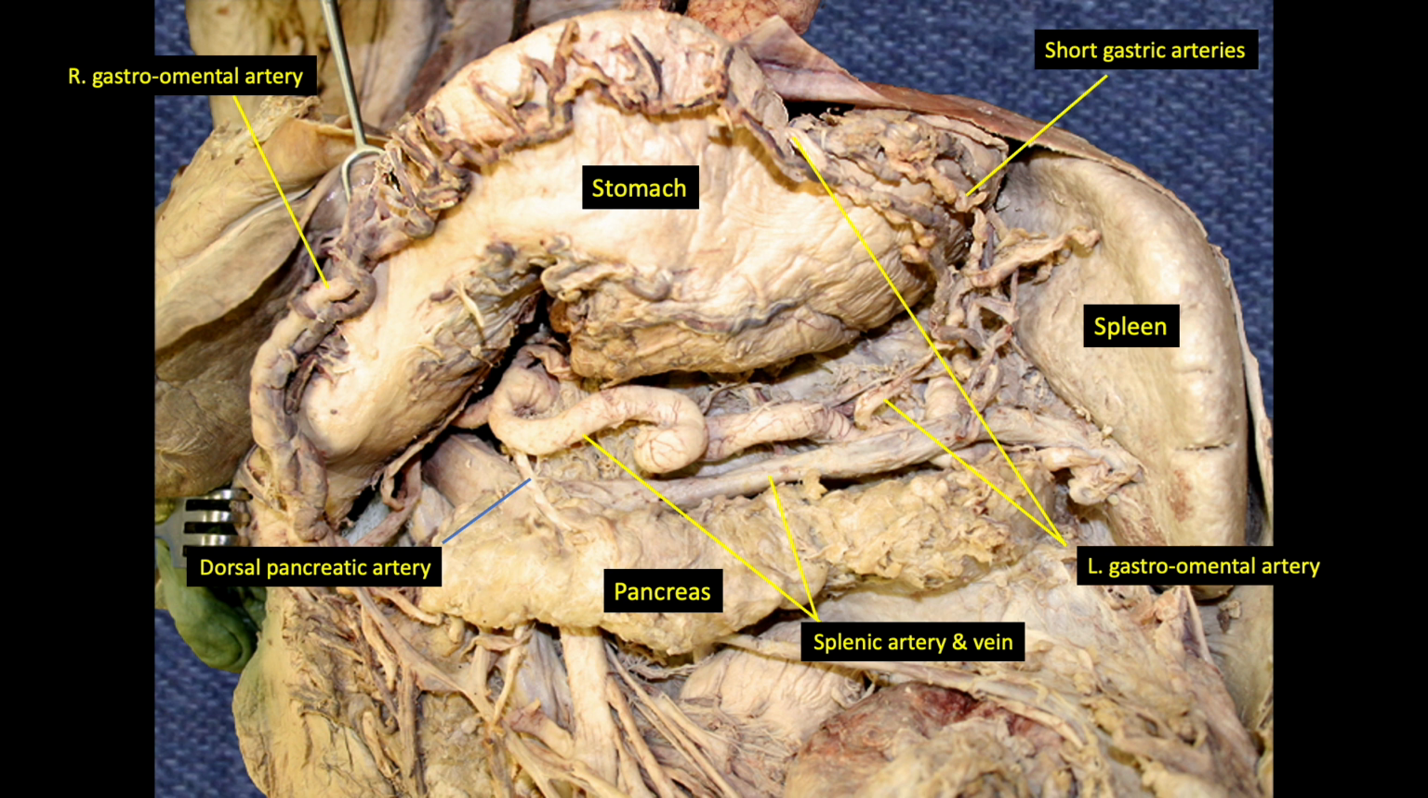These branches must be ligated during a procedure known as Nissen fundoplication, in which the fundus of the stomach is used to wrap around the esophagus and create a new sphincter to treat reflux disease.